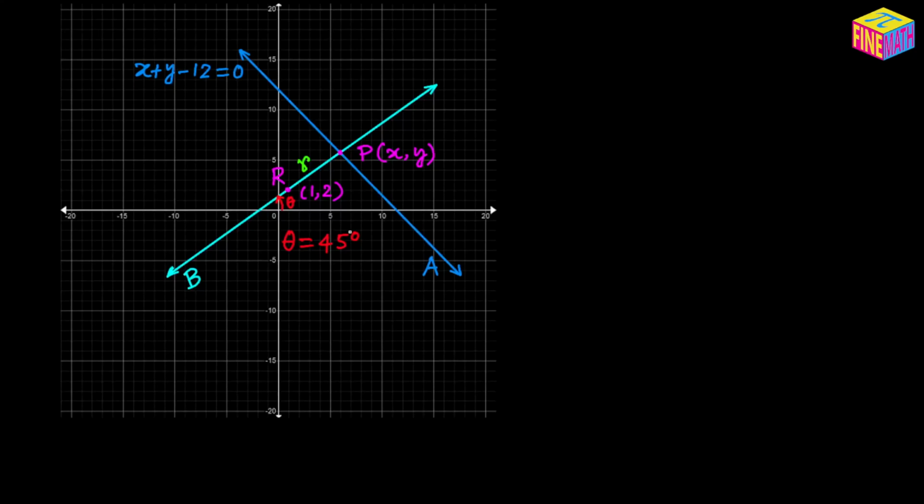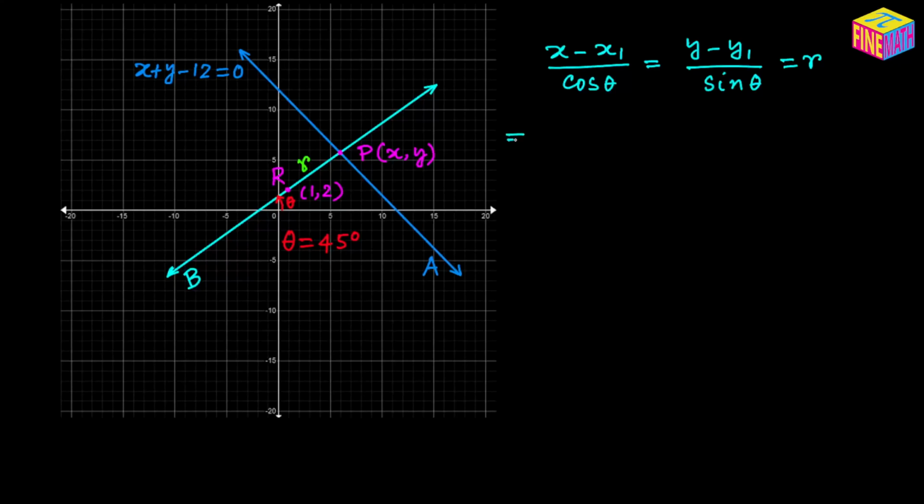That is the question. So essentially we have to find the distance between R and P, and let's assume that the distance is lowercase r, which is the parameter from the parametric form of the equation of the straight line. We know the parametric form of the equation of a straight line, and in this case we are concerned about straight line B, so its parametric form is like this, and in this example θ is 45 degrees and x₁ is 1, which is the x coordinate of R, and y₁ is 2, which is the y coordinate of R.